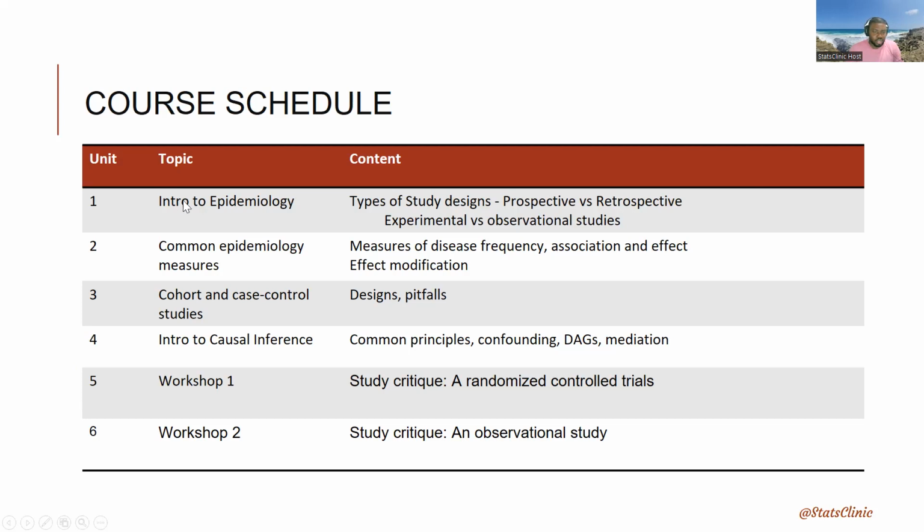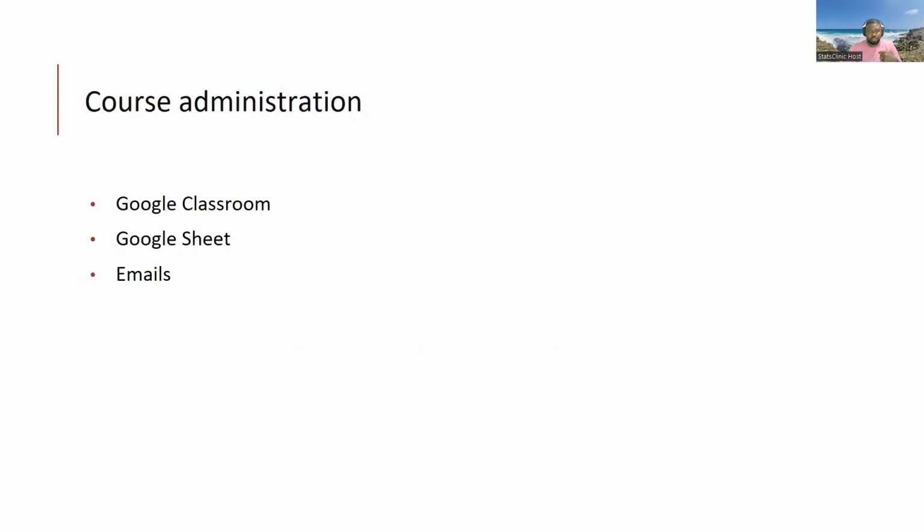First of all, we will look at the introduction to epidemiology, and then we'll talk about the common epidemiology measures. So things like relative risk differences will be featured here. And then in the 3rd unit, we'll tell you some more about the cohort and case control studies in particular. And then in the 4th unit, we'll introduce causal inference very quickly. This is where we'll talk about confounding, DAGs to some extent, mediation. And then units 5 and 6 will be workshops. Workshop 1, where you will do a study critique of a randomized control trial, and then workshop 2, where you'll do a study critique of a case control study.